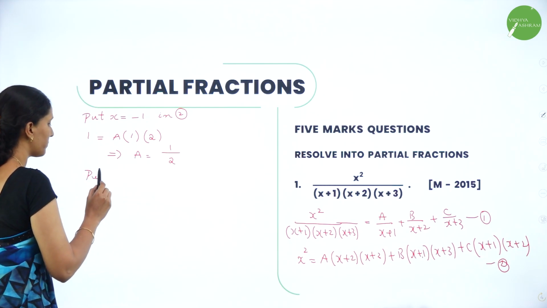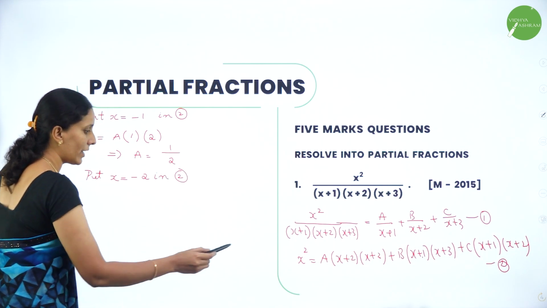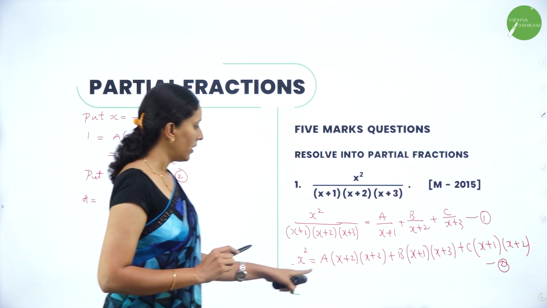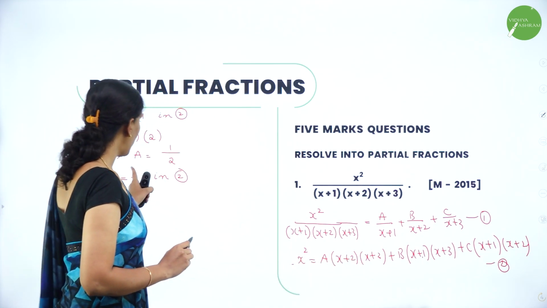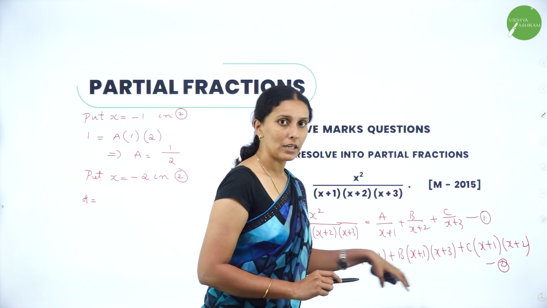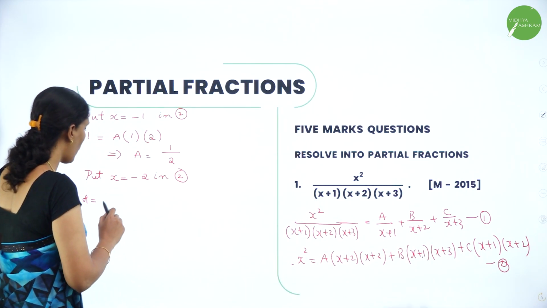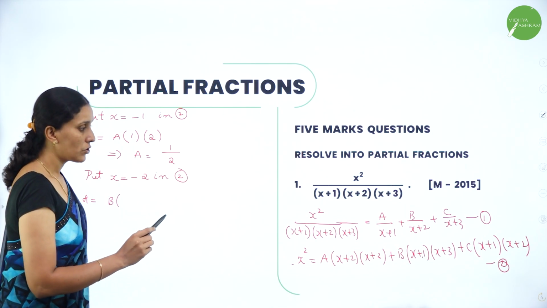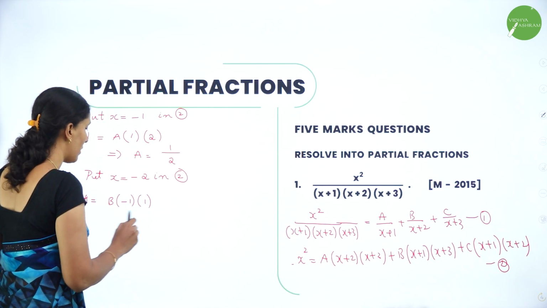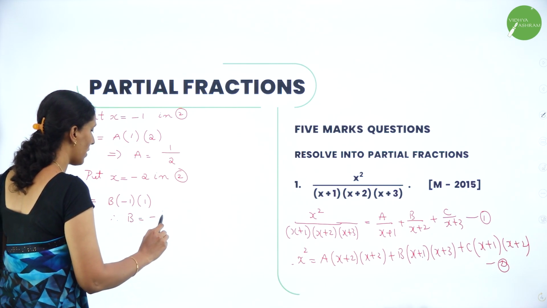Next, put x is equal to minus 2 in equation 2. Minus 2 whole square is 4 here. You can clearly observe that x + 2 is equated to 0, so wherever you have the term x + 2, the term completely becomes 0. So the A and C terms will become 0. We have only B times (minus 2 plus 1), which is minus 1, and (minus 2 plus 3), which is 1. So minus B is equal to 4. Therefore we get B is equal to minus 4.